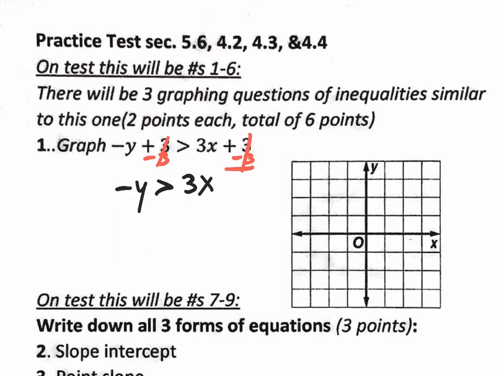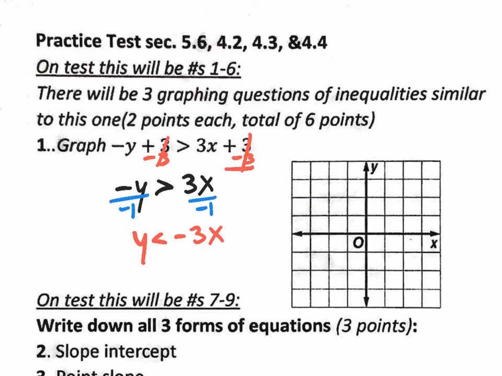Now, could we graph that now? Not yet, because you still need y by itself, and that's a negative y. So you're going to have to divide by negative 1. Since we divided by a negative, we're going to end up with y, and what do we have to do with the inequality? That's right, flip it, make it less than, and then it becomes a negative 3x. And ladies and gentlemen, that is slope-intercept form.